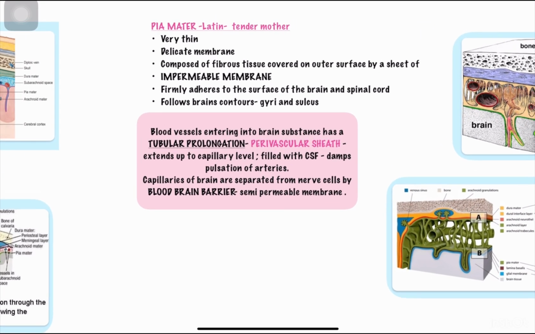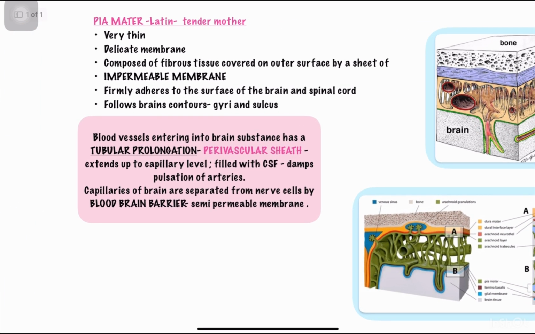And talking about the pia mater, the Latin translation is tender mother, which is very intimate, having a very close connection to the brain. It is very closely associated with the brain, follows every enfolding of the brain, is firmly adherent to the brain surface, and follows the brain's gyri and sulci. So pia mater is a very thin, delicate membrane composed of fibrous tissue, and it's an impermeable membrane that adheres to the surface of the brain and the spinal cord and follows the brain's contours, which are the gyri and the sulci.